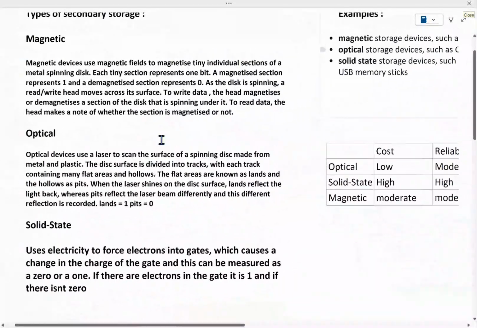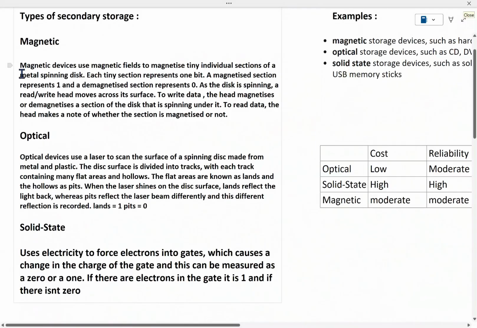And that is it for the types of secondary storage. We've gone over all three of them.